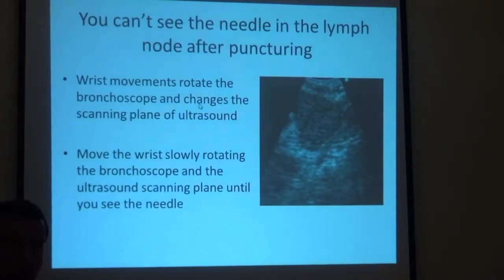Now, sometimes after you puncture, you don't see your needle. What happens is that during the puncture, the scope has probably moved, so your ultrasound is in a different plane. So all you need to do is just move your wrist back. Just moving the wrist will move the angle. So now what happened is that you puncture the needle this way and your scope is pulled this way. So your needle is stuck this way and your scope is looking this way. All you need to do is readjust and you'll find it.